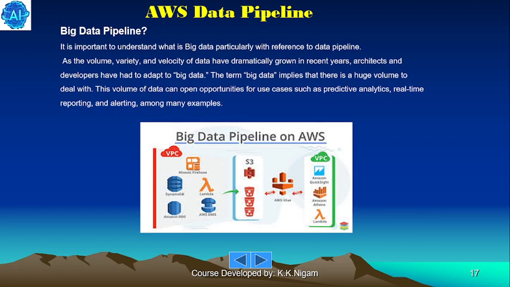Big data pipeline. It is important to understand what big data is, particularly with reference to data pipelines. As the volume, variety, and velocity of data have dramatically grown in recent years, architects and developers have had to adapt to big data. The term big data implies that there is a huge volume to deal with. This volume of data can open opportunities for use cases such as predictive analytics, real time reporting, and alerting, among many examples.